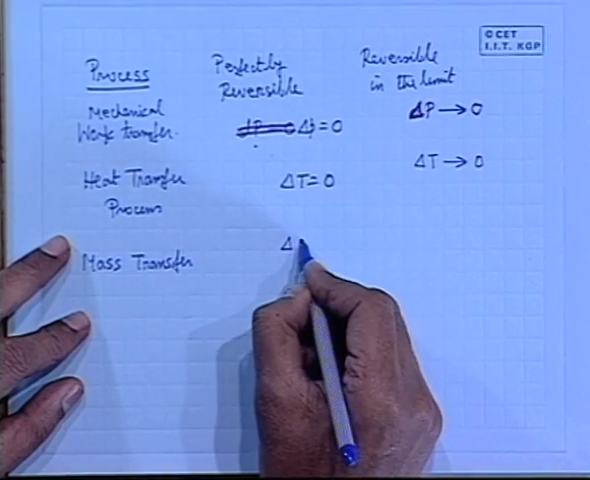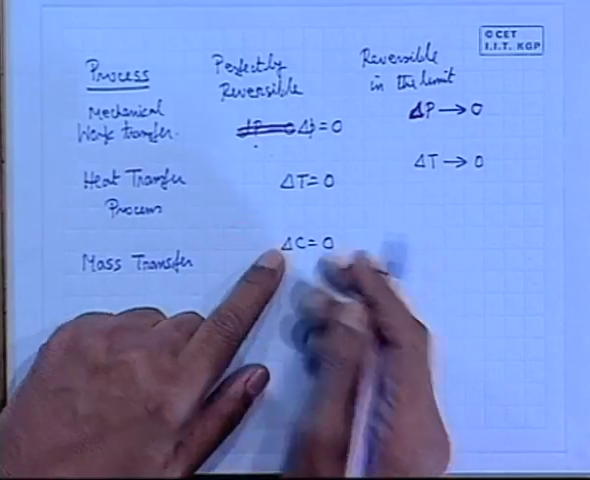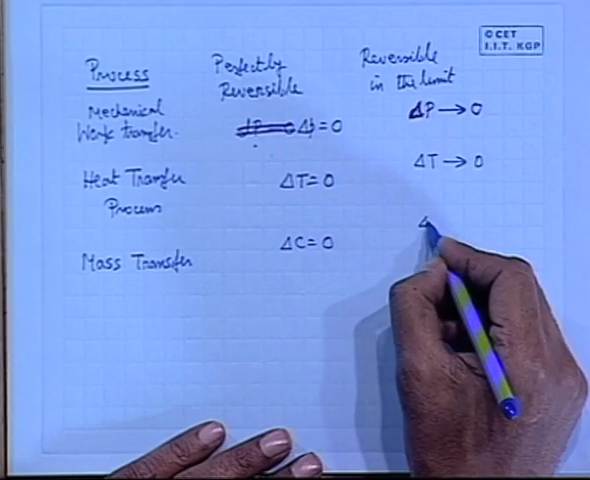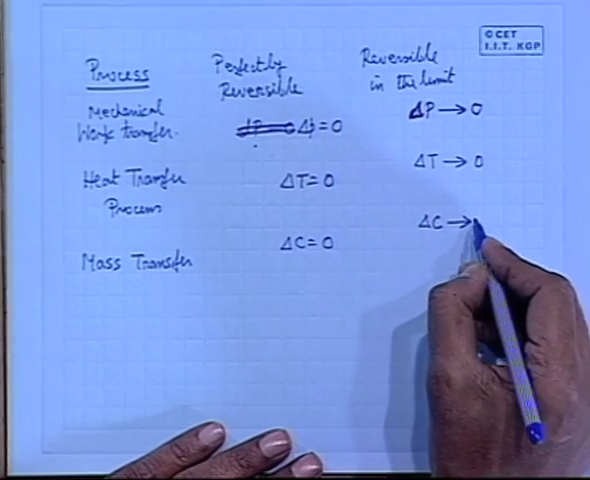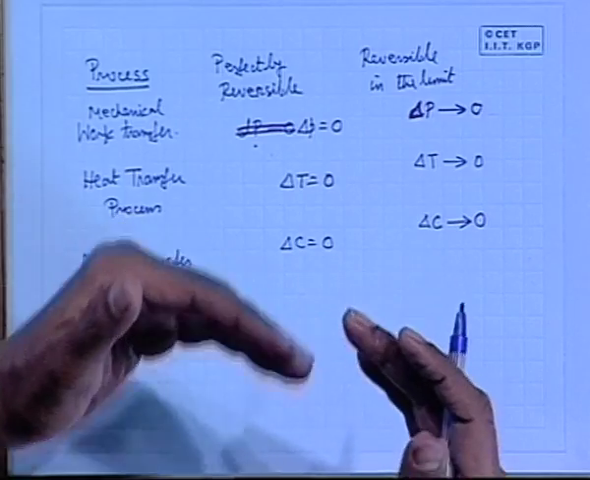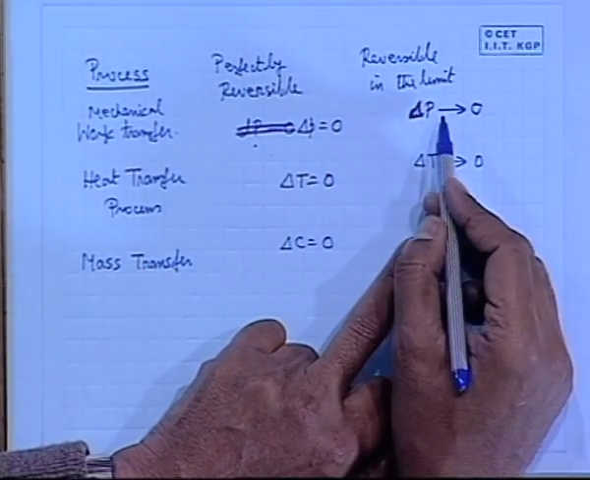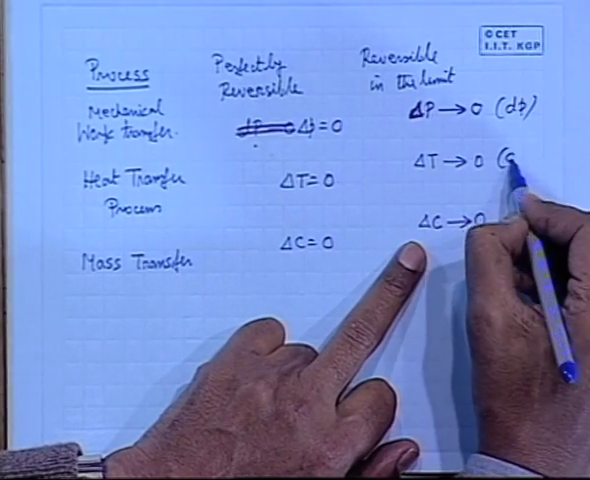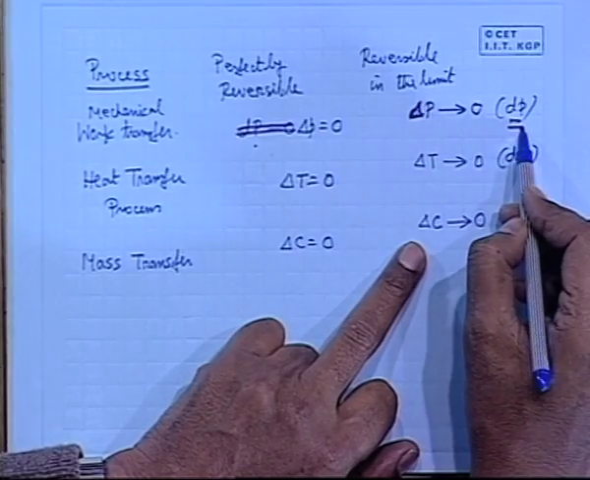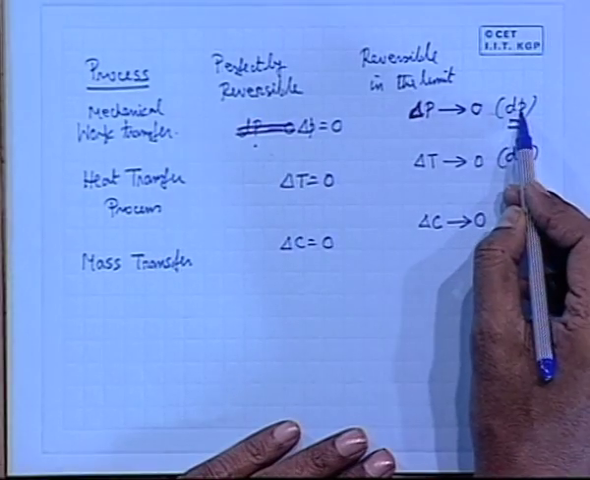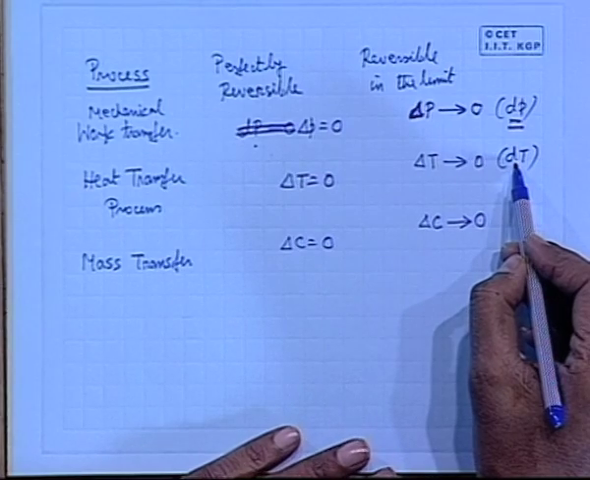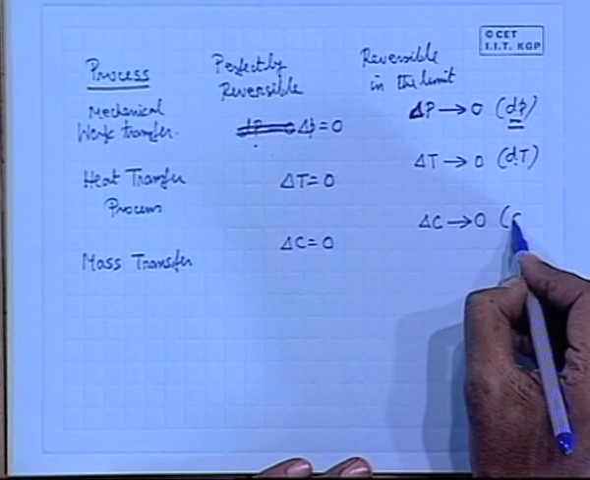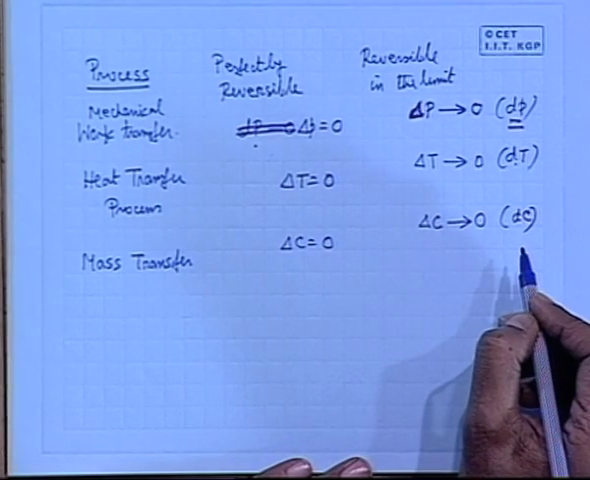You see that delta C is 0, there should not be any concentration gradient, but ironically, without concentration gradient, mass transfer is not possible. So, therefore, we think of a limiting reversible mass transfer process when the mass transfer takes place in infinite small concentration gradient. This means that infinite small gradients are there, that means dP, dT, that means work transfer is taking place with an infinite small difference of pressure dP. Heat transfer is taking place with an infinite small difference in temperature dT. Similarly, mass transfer is taking place with an infinite small concentration difference dC.